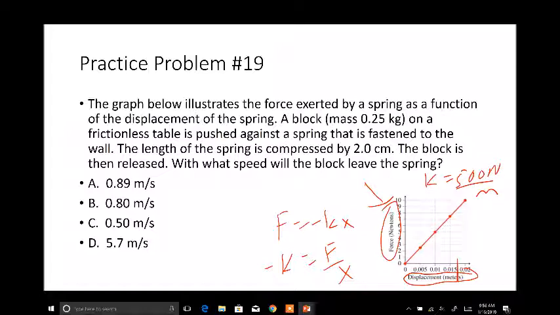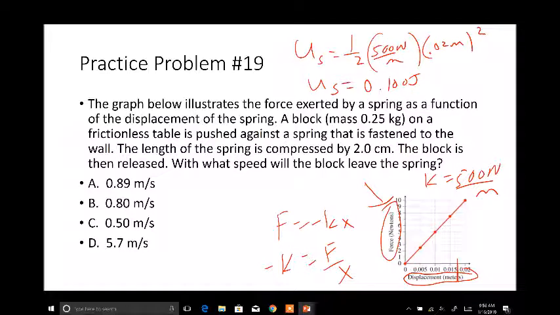Next, when we compress it 2 centimeters, that's going to be our maximum compression in this problem. So all the energy that we have at that point is going to be elastic potential. So we can calculate the elastic potential energy, 1/2 times K times x squared. Our x is going to be 0.02 meters. We need to square that. And when we do, we end up with an elastic potential energy of 0.1 joules.